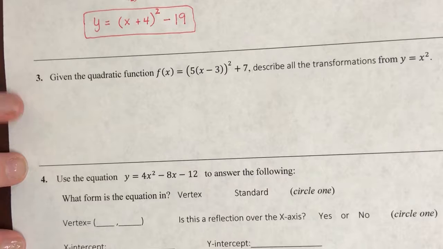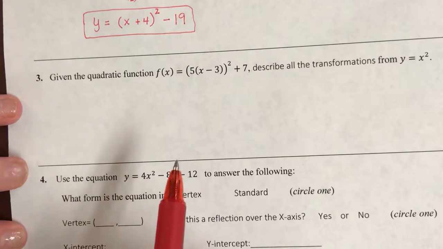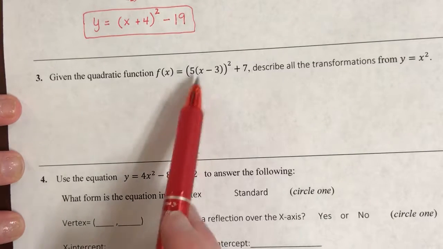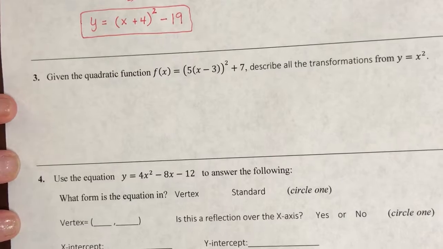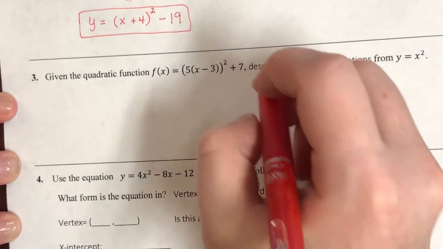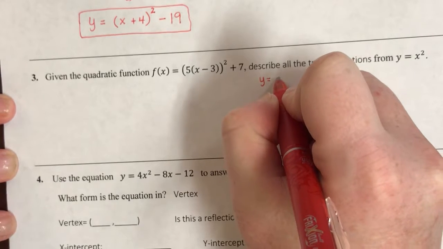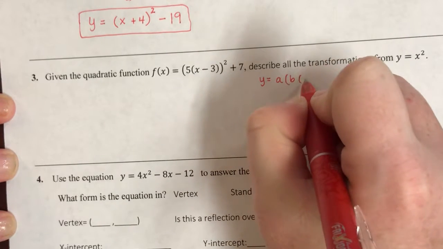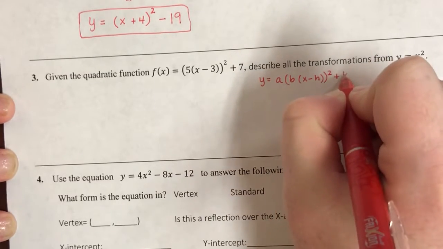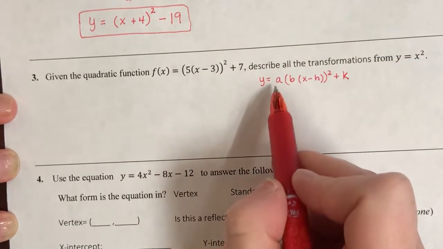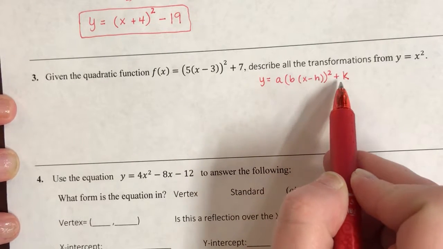Number 3, given the quadratic function f of x equals 5 times (x minus 3) squared plus 7, I'm describing all the transformations from the parent function. So the transformation equation we use is y equals a times (b times (x minus h)) squared plus k.